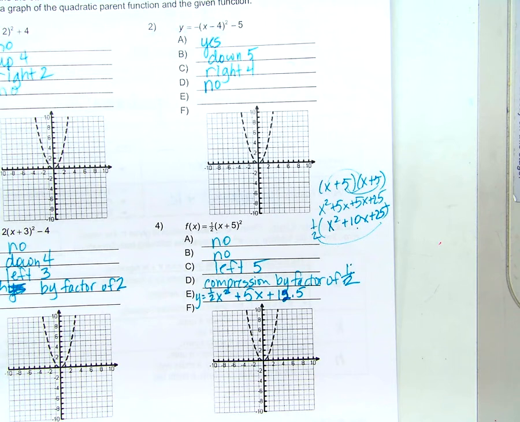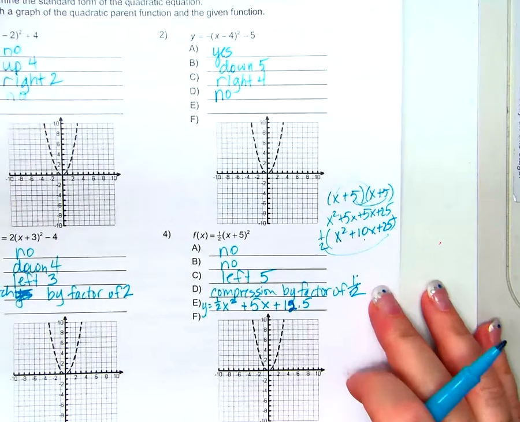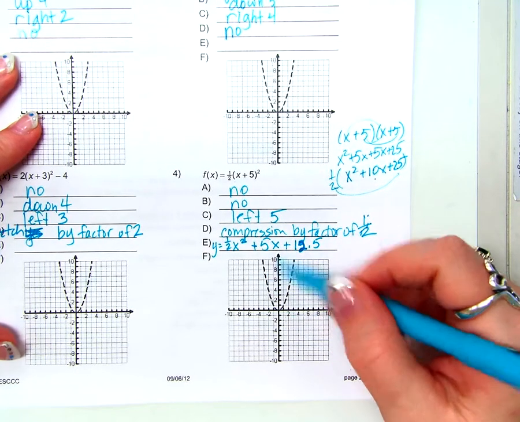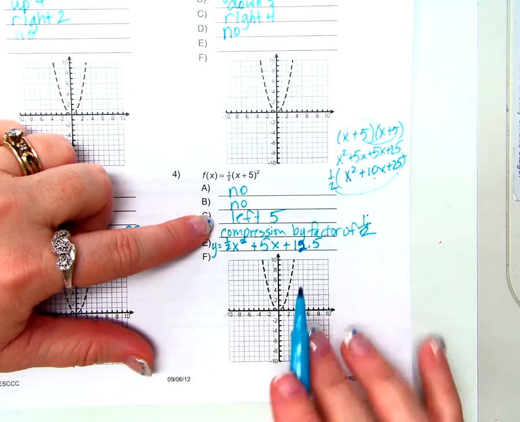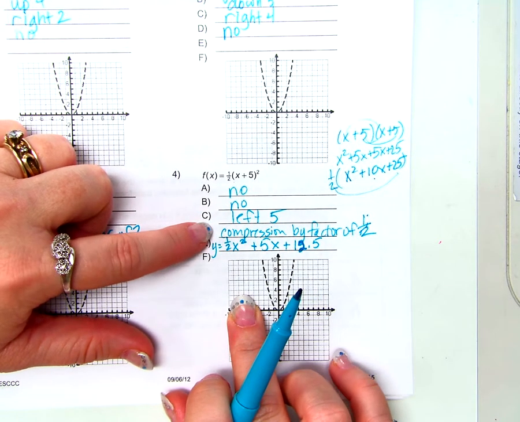What's left to do besides the other 3 E's? Graph it. But this is not a problem as far as graphing goes because all parabolas are parent function shape until you start messing with them. Left 5. Well, I'd have to take this whole thing and move it 5 left, and then I have to squash it by a half.